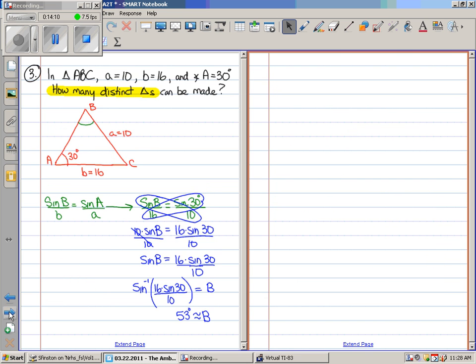Okay. Now let's go back. Here's what I'm saying to you. Let's draw it in. This is A. This is B. This is C. And so this is 30 degrees. We found that this was 53 degrees. And yep, if you made the calculations, right, 180 minus 53 minus 30 is how much?